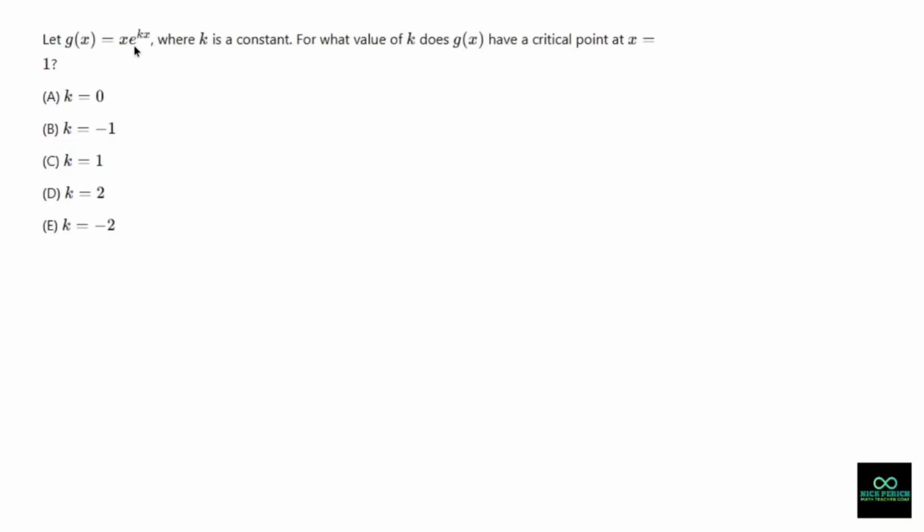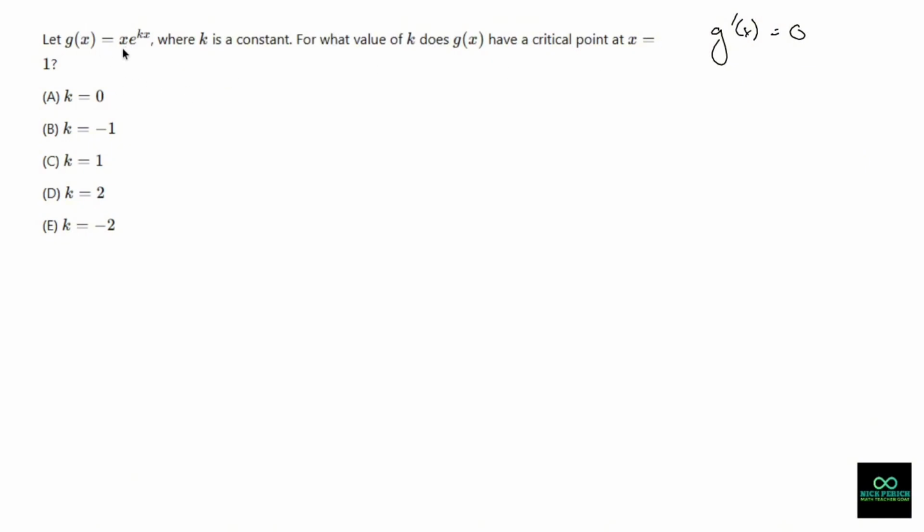Let g of x equals x times e to the kx, where k is a constant. For what value of k does g of x have a critical point at x equals 1? All right, so critical points exist when g prime of x is going to be equal to 0. So that's what we need to deal with first.